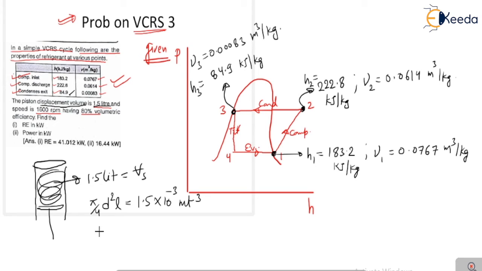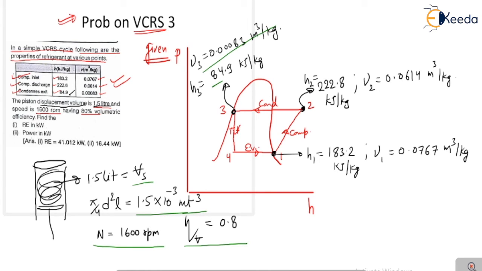Now the speed is nothing but 1600 rpm. Is it right? And the volumetric efficiency is 80%, that means 0.8 is your volumetric efficiency. Is it right? So by the given data, we have to apply our standard formulas, which we also studied in the previous lecture. Is it right? So let's start with the session.